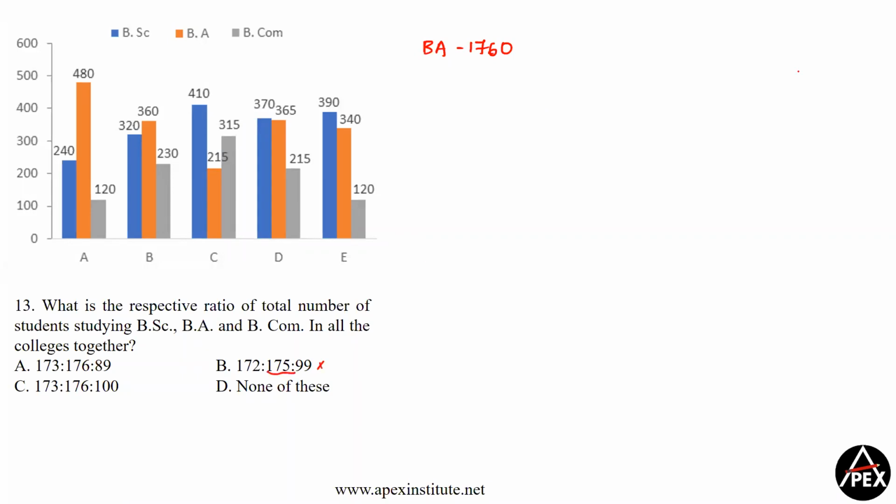I should be sure because you have none of these in the options. Okay. So whenever we have none of these in the options, you should be careful. So BA is 1760. Okay. So what is the total number of students studying BSc? Can someone tell me that? 1730. Okay. BSc is 1730 and BCom 1000. So it should be 173 is to 176 is to 100. So it should be option C. BCom 1000. This is a question based on calculations.